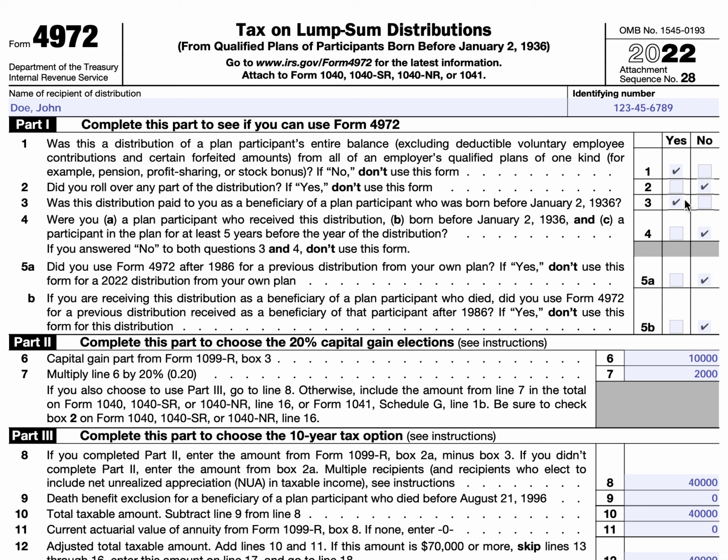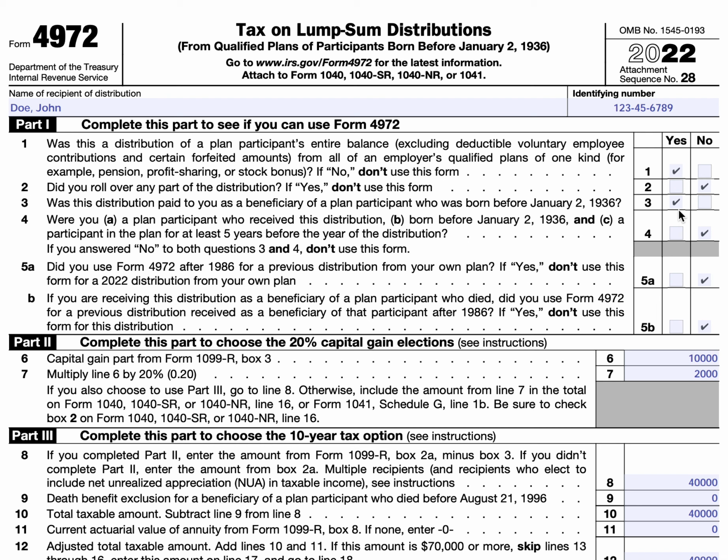And then, was this distribution paid to you as a beneficiary of a plan participant born before January 2nd, 1936? And yes, it was. However, John was not the plan participant. He was not the one that was born before, and he was not a plan participant for at least 5 years. However, if you check no to both of those, then you don't use this form. He did check box 3, so he can continue to use this form.